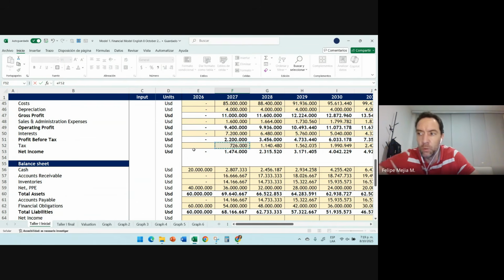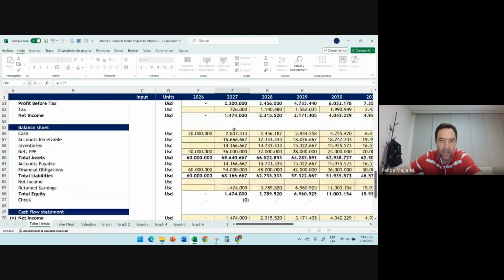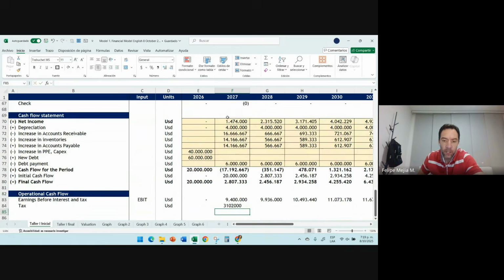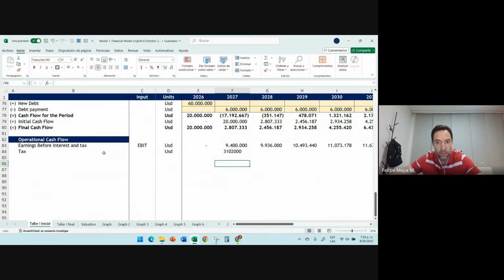What can we use instead? We can multiply these earnings before interest and tax by the tax percentage rate. In this particular case, these taxes that are different from the taxes calculated above are higher because they do not consider the benefit from the debt of the project.